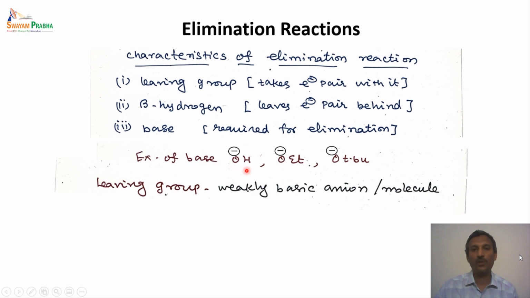Some of the bases which are used are hydroxide ions, ethoxide ions, tertiary butoxide ions. So these are all the different types of bases which are used in the elimination reaction. And the leaving group is basically a weakly basic anion or a molecule.